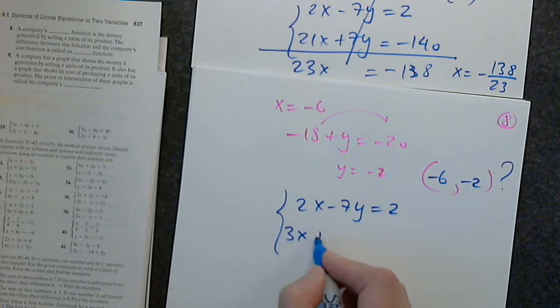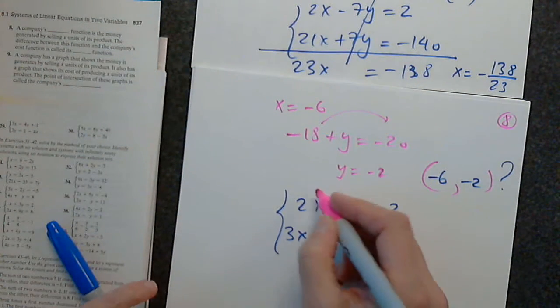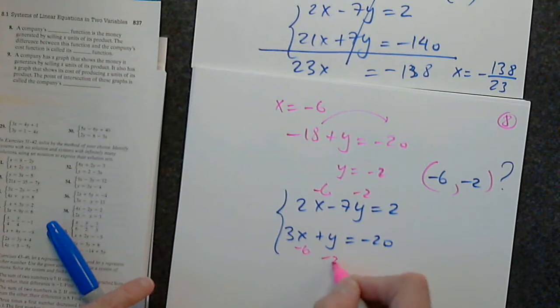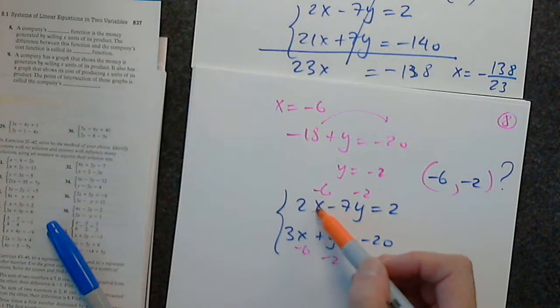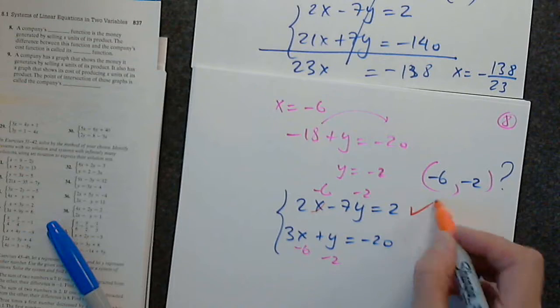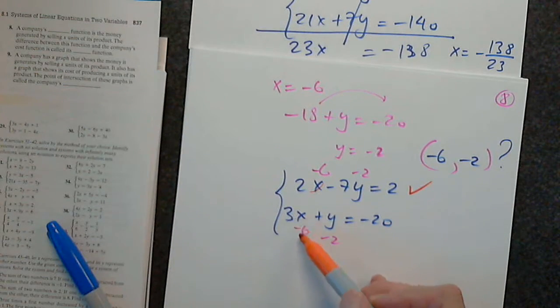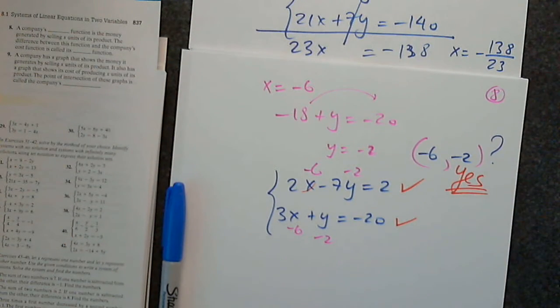So 3x plus y equals negative 20. And now I will substitute -6, -6, -2, -2. If the solution works in both equations, then I'll say yes, that's fine. It is the solution. If it doesn't work in one or both, then it's not the solution. So let's check. So this is -12, and this is +14. But -12 plus 14 is indeed 2. Here is -18, and -2 is indeed -20. So now I don't need anyone to tell me whether it's correct or not. I know it is.